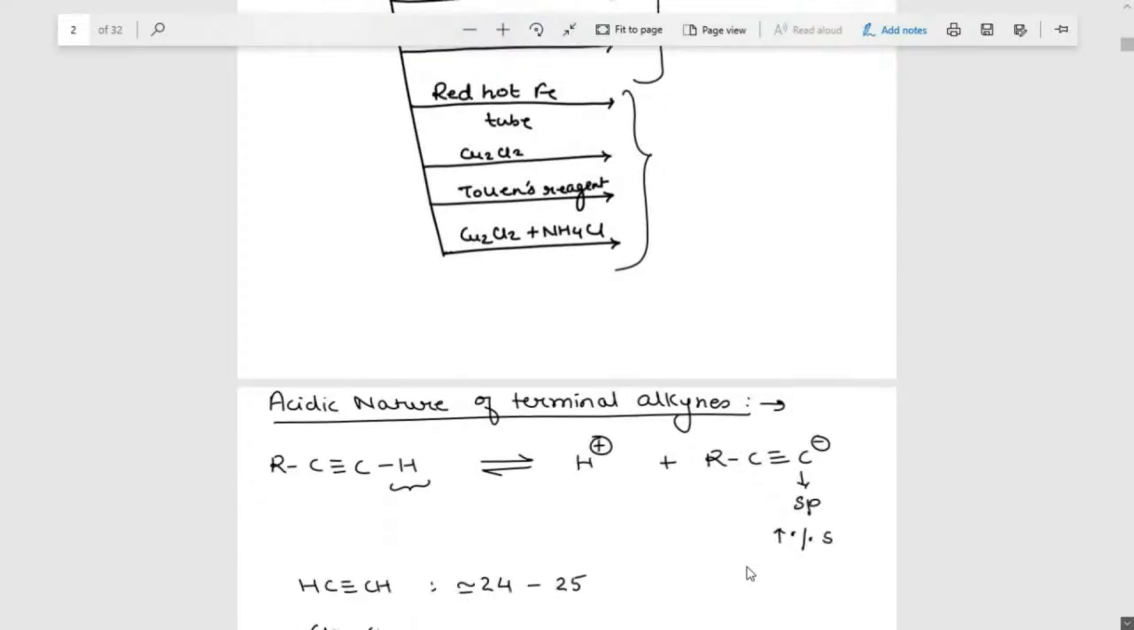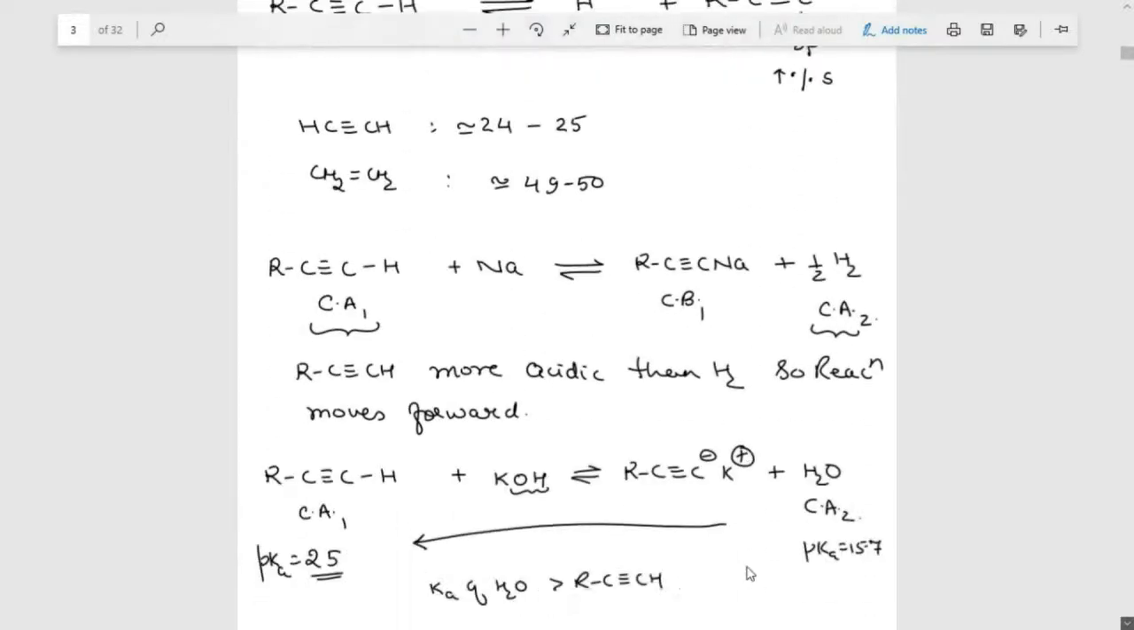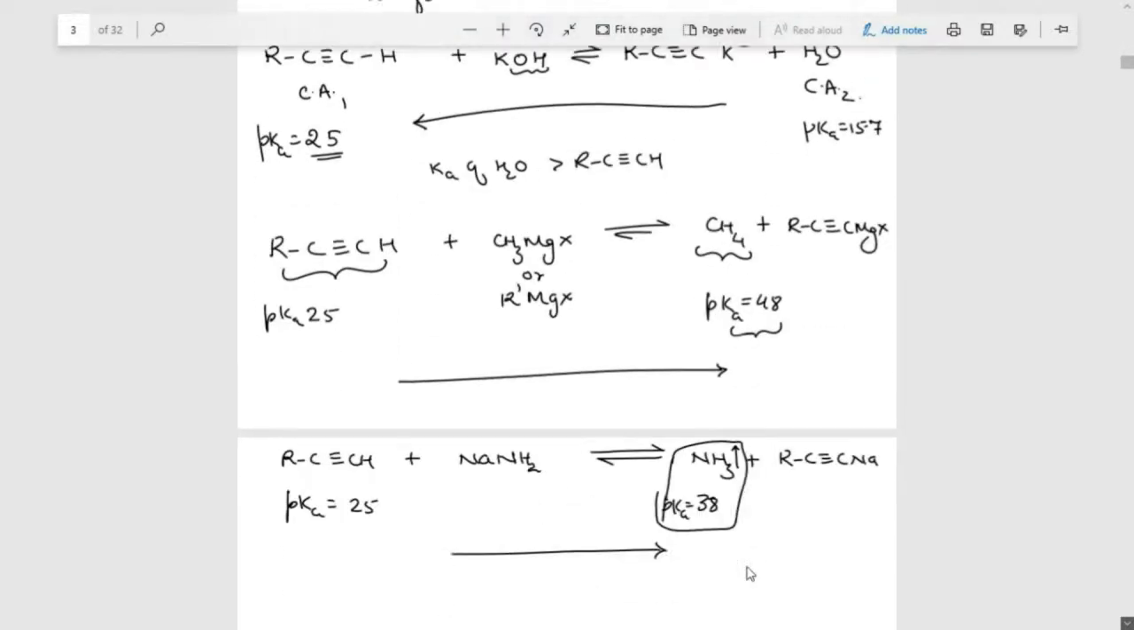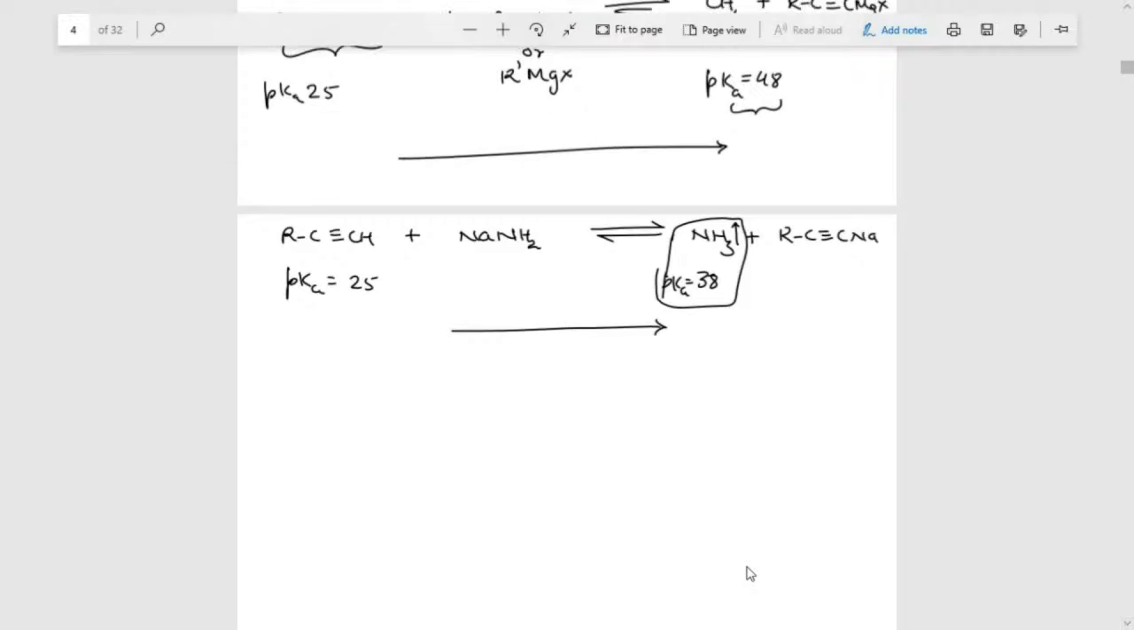So let us now move to electrophilic addition reactions of alkynes.